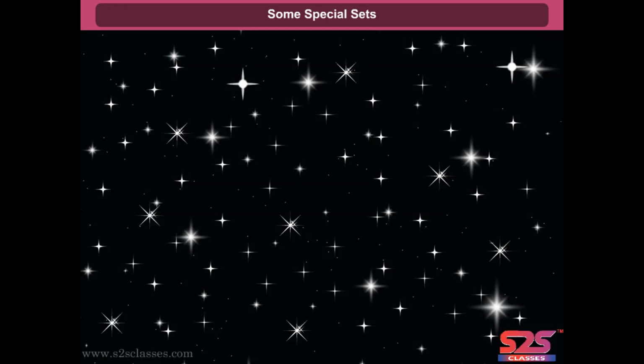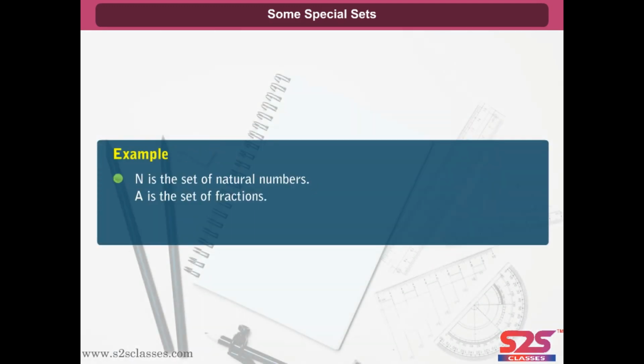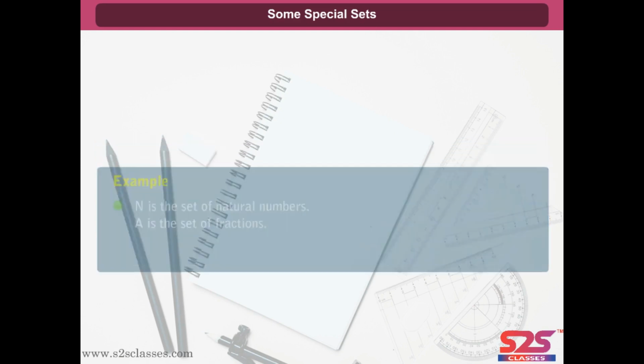Look at the sky. Can you count the number of stars? No, because they are infinite in number. Infinite set. An infinite set is a set which is non-finite. It is not possible to explicitly list out all the elements of an infinite set. Some examples of infinite sets are the set of natural numbers and the set of fractions.